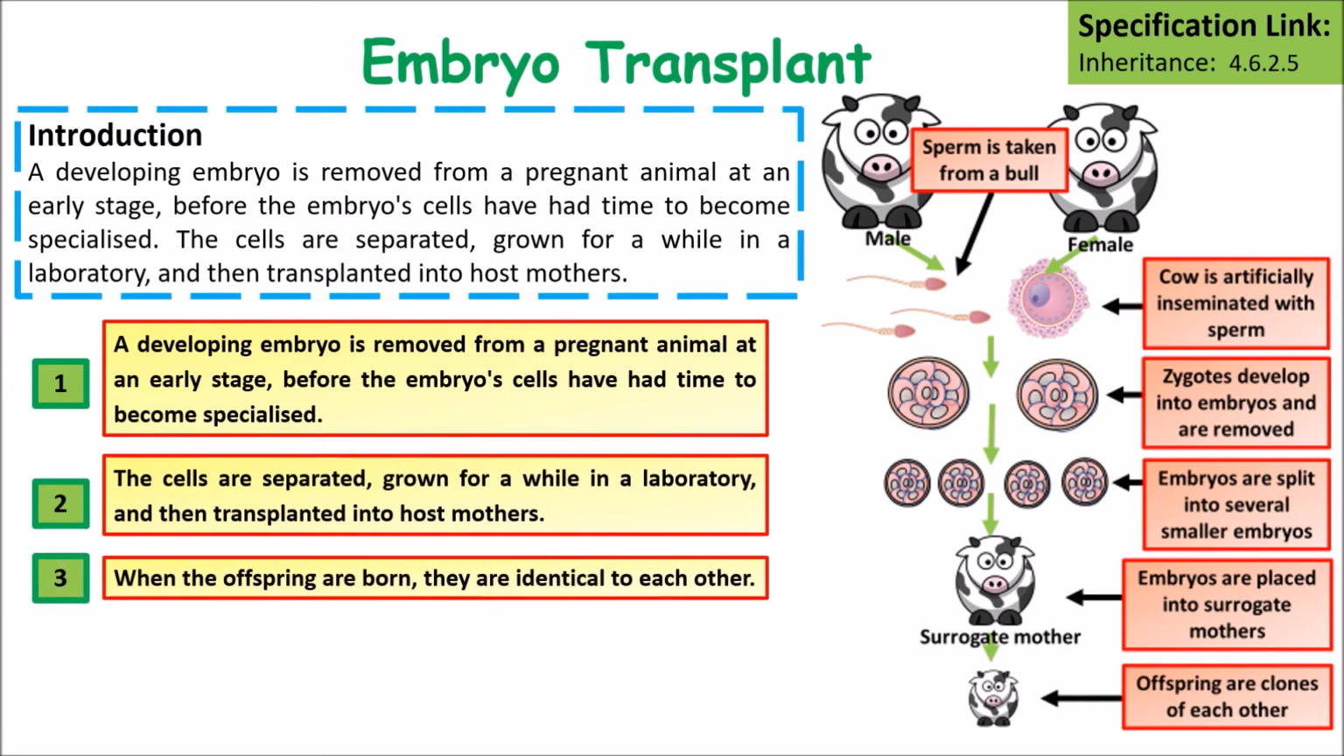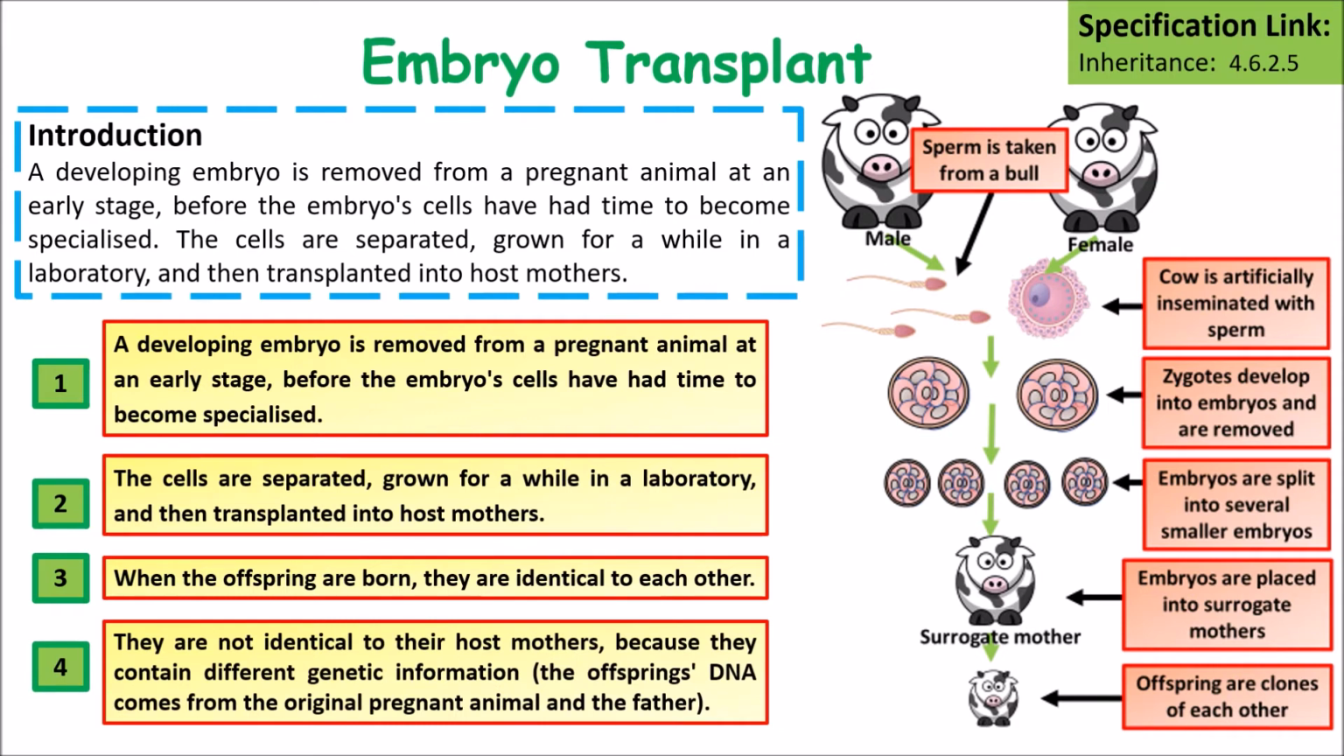When the offspring are born, because these new embryos will be implanted into surrogate mothers, they will be genetically identical to each other. And they will not be identical to their host mothers because they contain different genetic information than the surrogate mother that they were transplanted into.